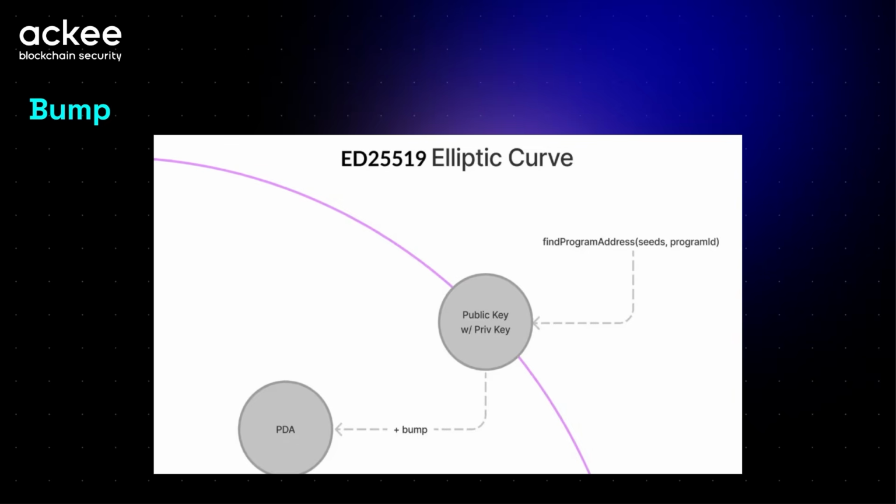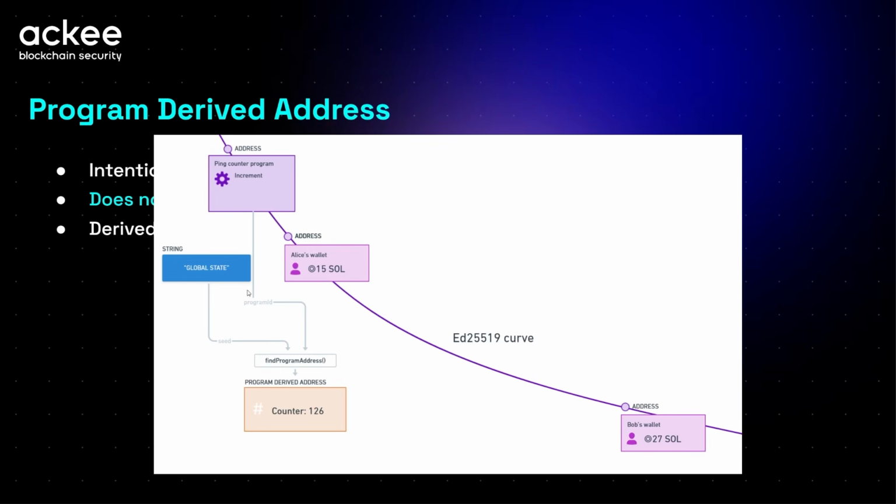So what is the importance of the bump? It is really simple. Let's show it on this example. Sometimes it may happen that you take the seed, or seeds if there are more than one, and you take the program ID, and you create the PDA from that, but the PDA will land on the curve. That would mean that on the one hand you derived the address, it is a PDA, but it landed on the curve. That means it has a corresponding private key.